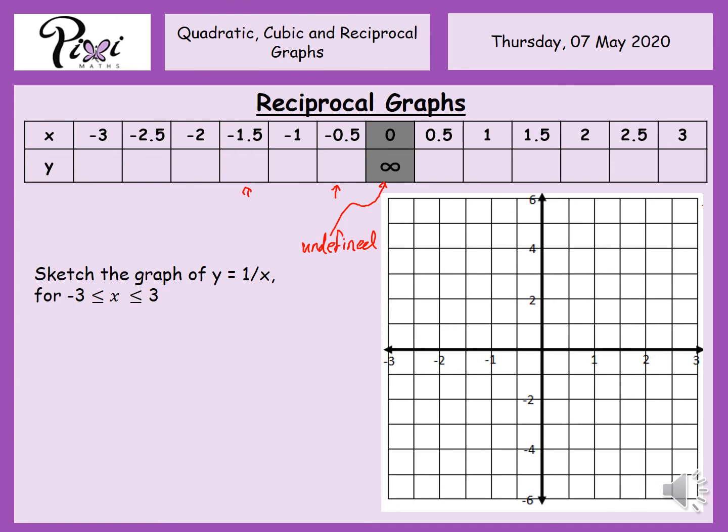So with this one, I'm not going to go through and do the calculation because it's just the same each time. All you're doing is doing 1 divided by that. So this one will be minus a third, and then you'll go through and fill in all of these. This is all rounded to 1 decimal place.